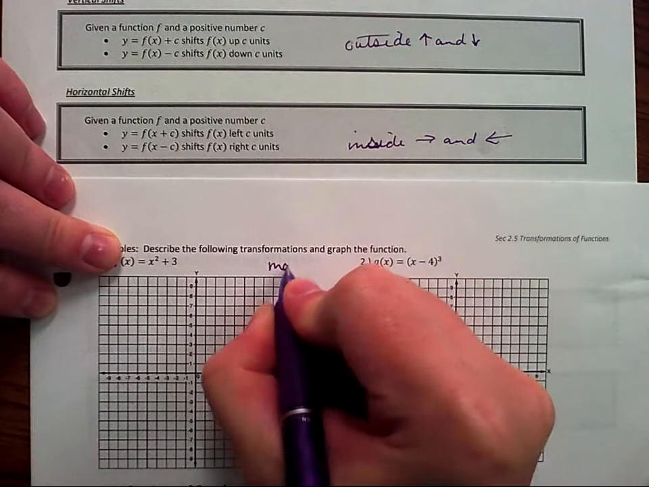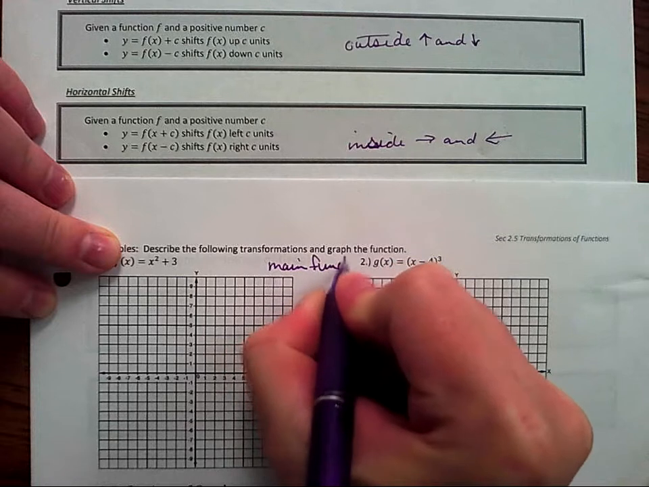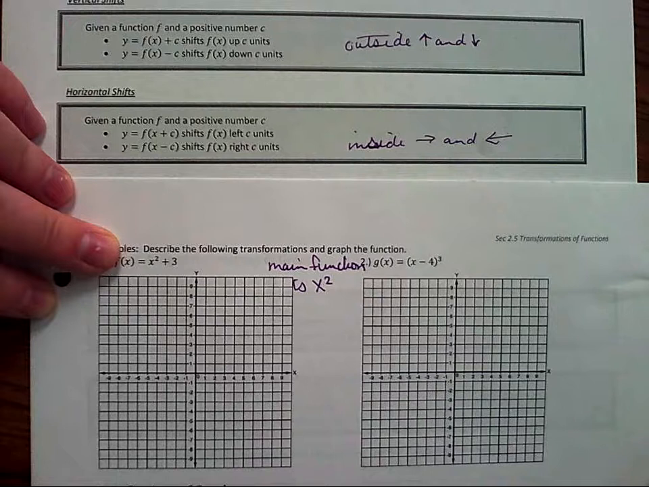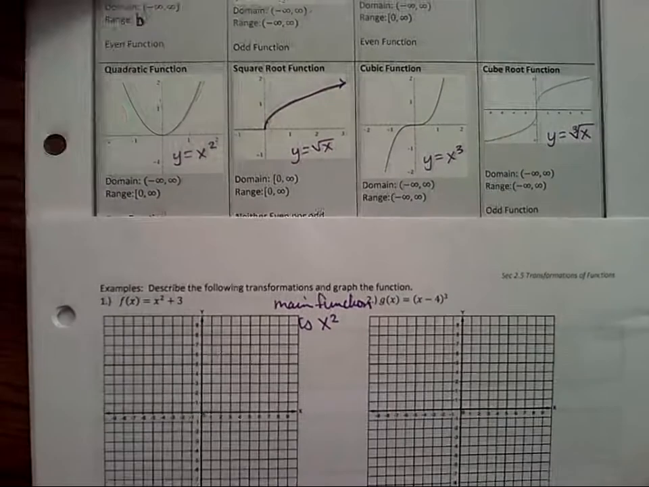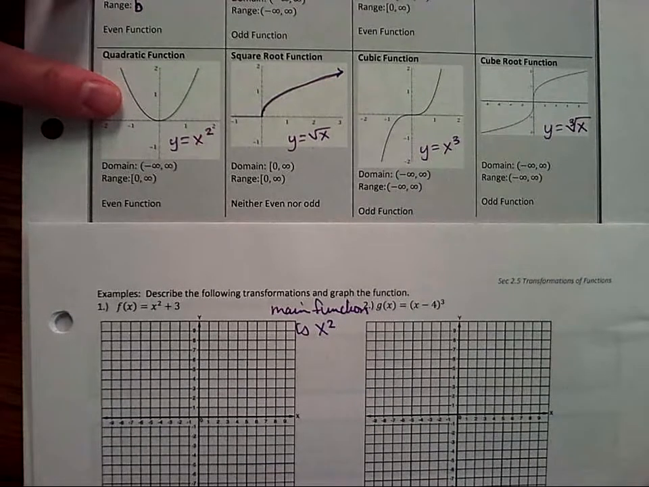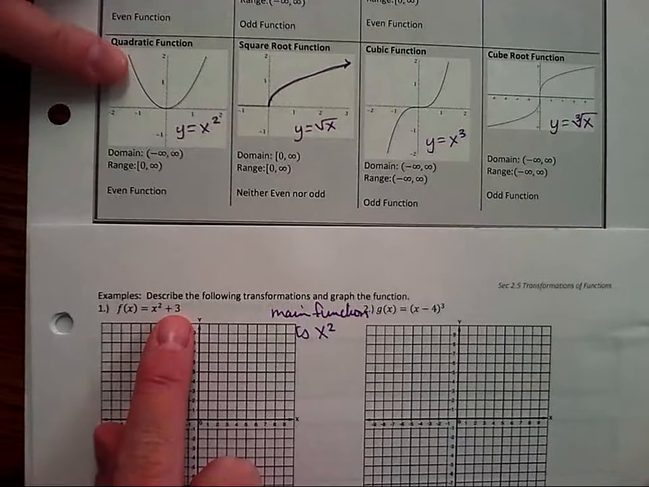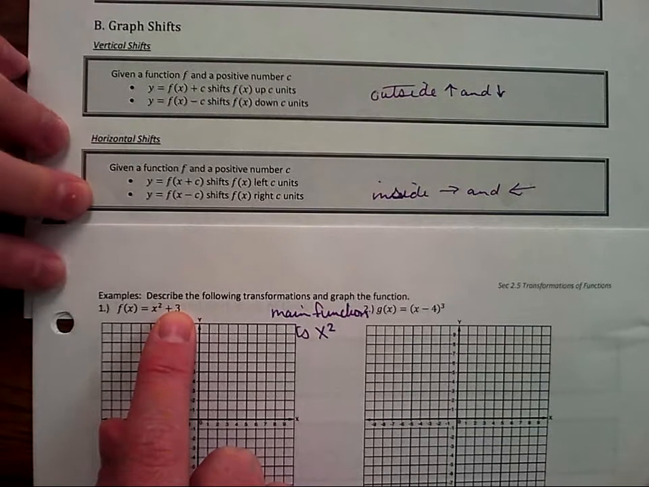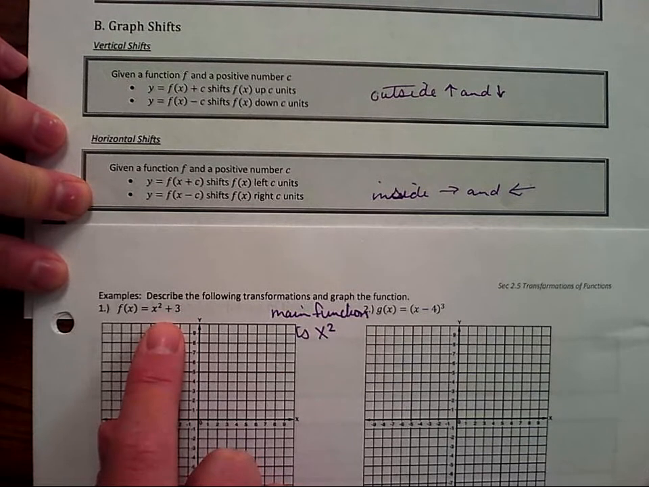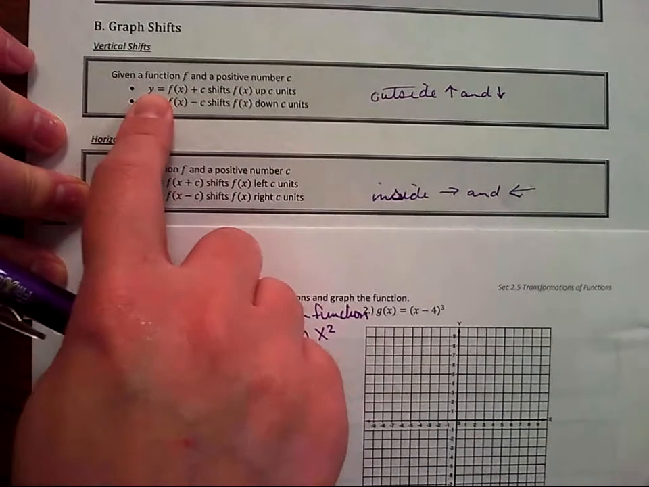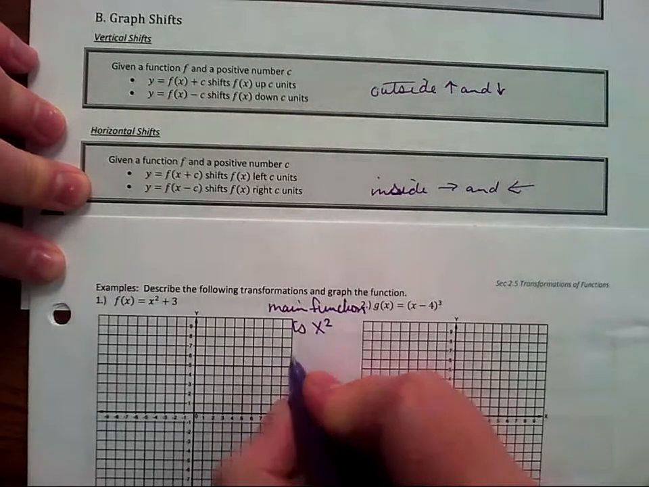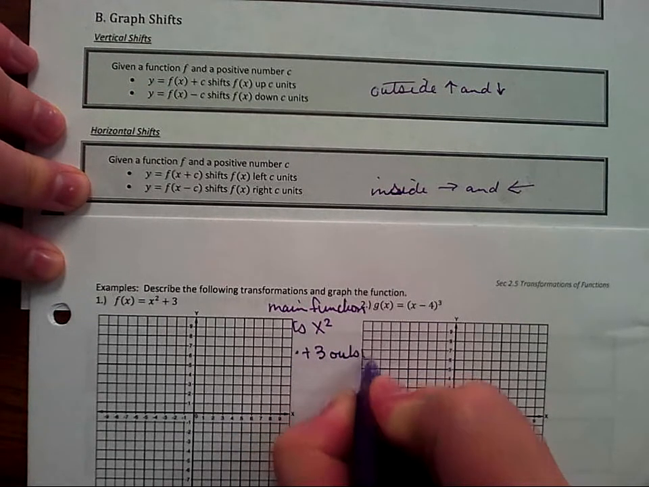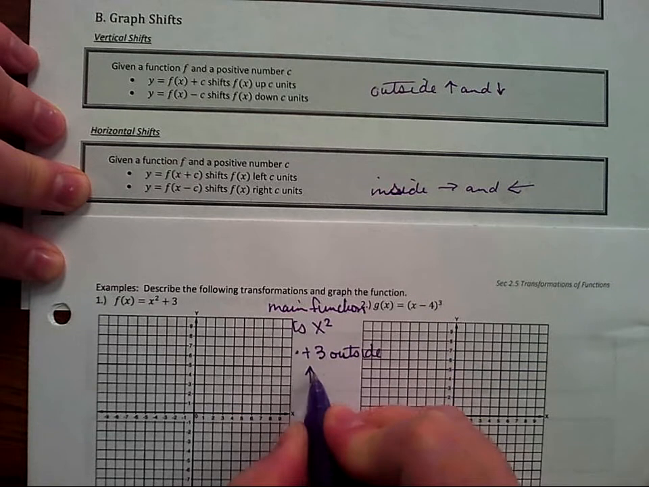Yep, so our main function is x squared. This is what x squared looks like. Y equals x squared. Okay? So now I'm adding 3 here. So I'm adding 3 on the outside or on the inside of the function? On the outside, right? I'm just saying x squared, and then I'm tacking on plus 3. So I'm adding 3 outside, which means I'm going up 3.